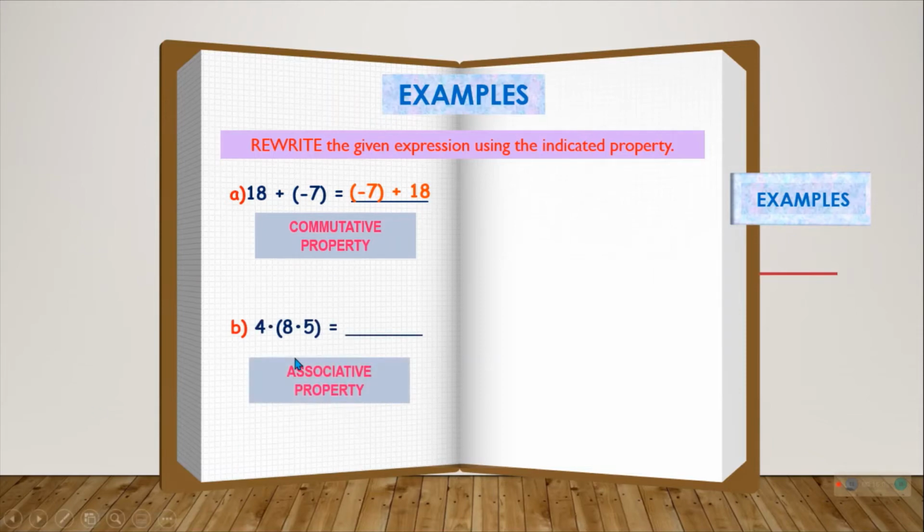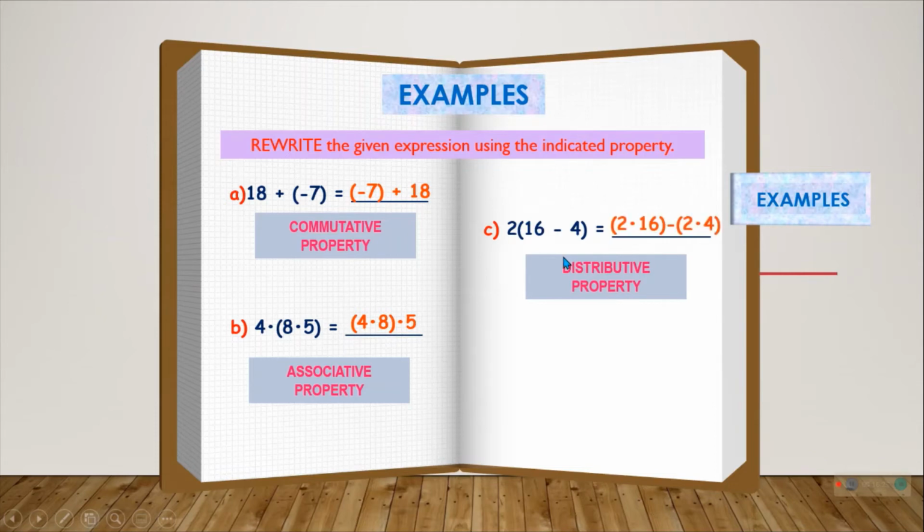Next, we make it an associative property. So, what we will do is regroup it. If here 8 and 5 are grouped together, in the next one, 4 and 8 are grouped together. That is the associative property. Next, we make it a distributive property. So, 2 times 16 minus 2 times 4. That will be the answer. We distribute 2 to 6 and distribute 2 to 4. So, that will be the distributive property.